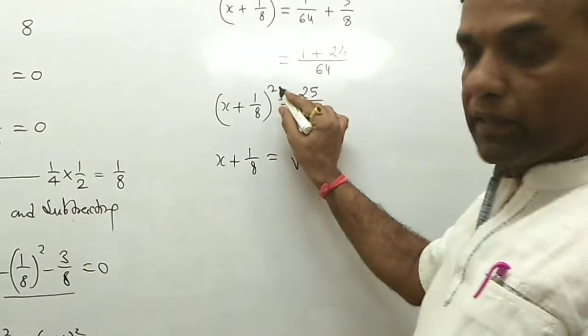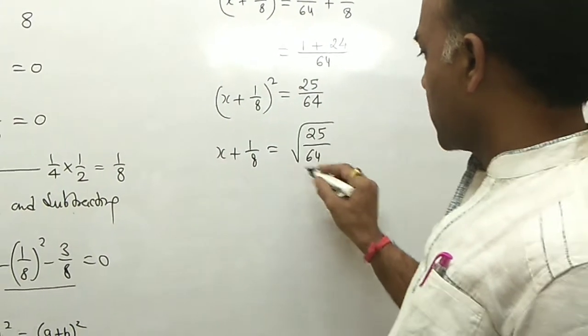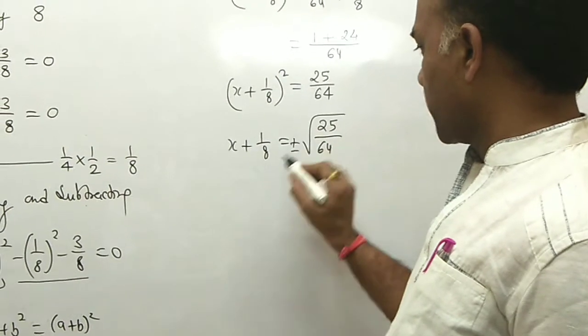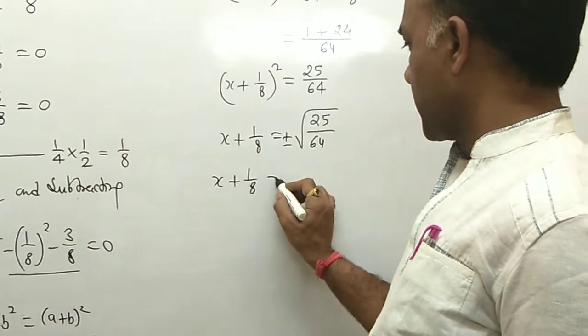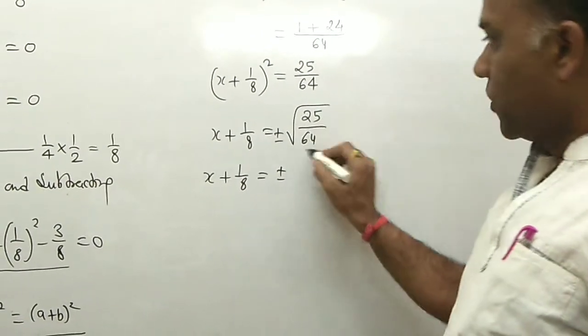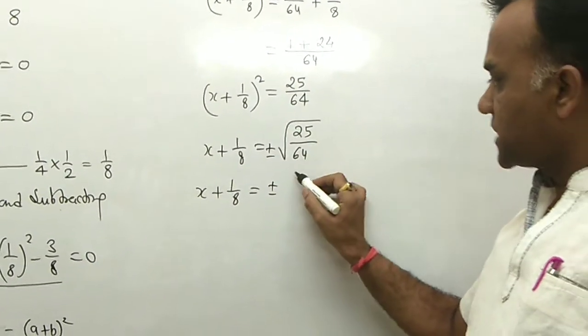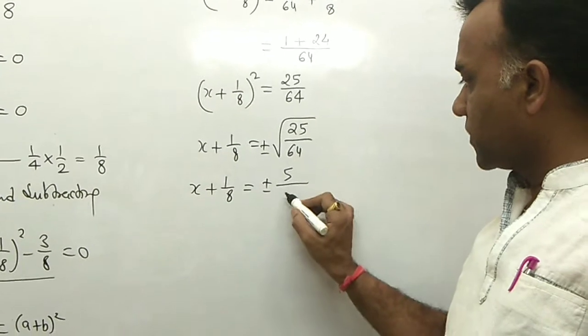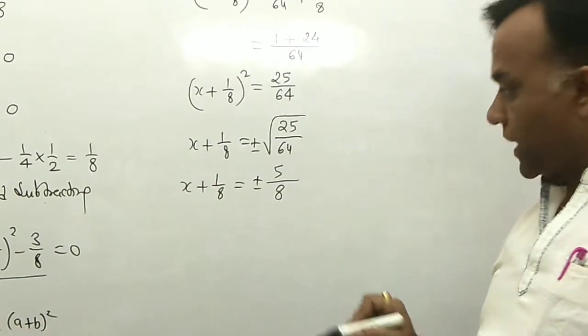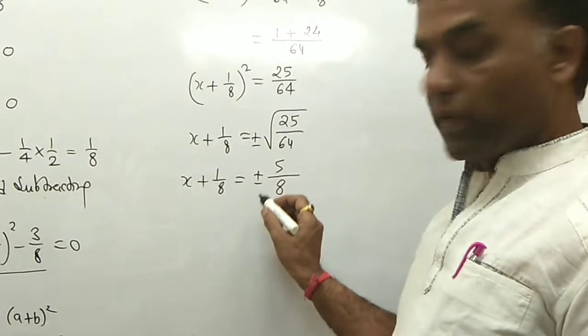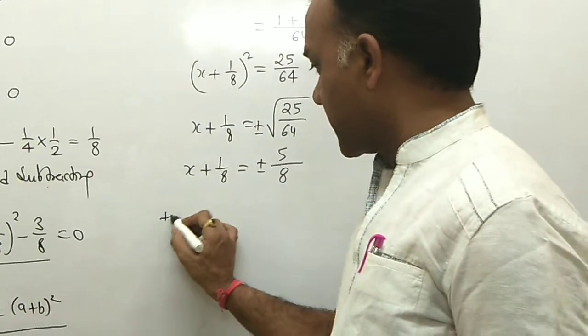Because of removing the square sign, on the right hand side you put the root sign, and now you also have the plus minus sign. So x plus 1 by 8 equals plus minus. We know that the square root of 25 is 5 and the square root of 64 is 8. So now we have plus minus 5 by 8. There are two signs, plus and minus. First we take the plus sign.